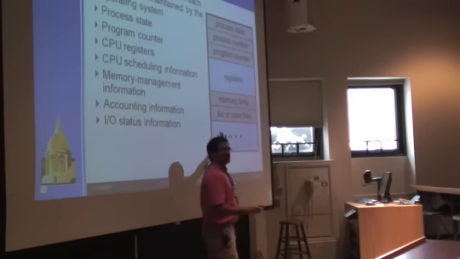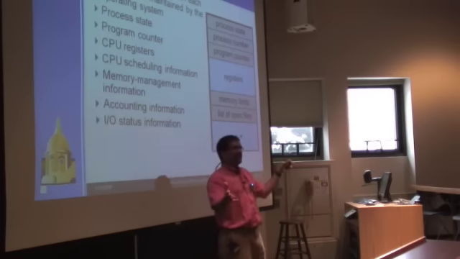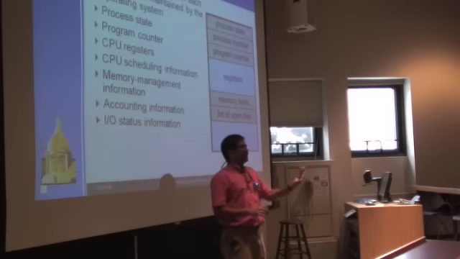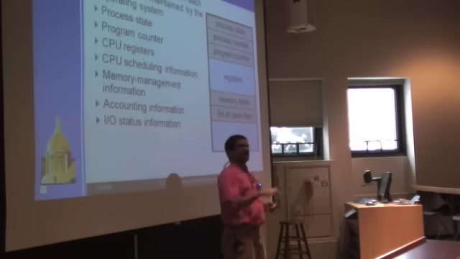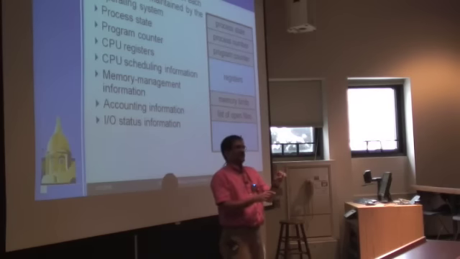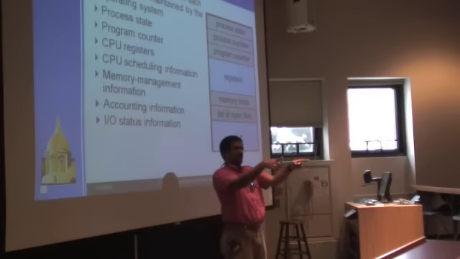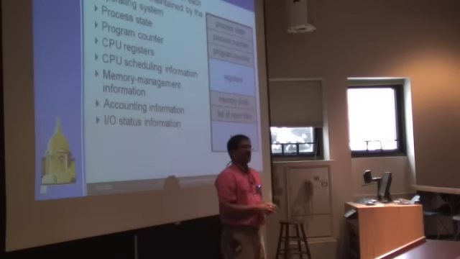Because you corrupted this data structure, right? It's basically a table. You have a table of contents. So it says, this memory was given to you, this memory was given to you. And suppose you mess it up such that this memory now looks like it belongs to both of you, right? What would happen?